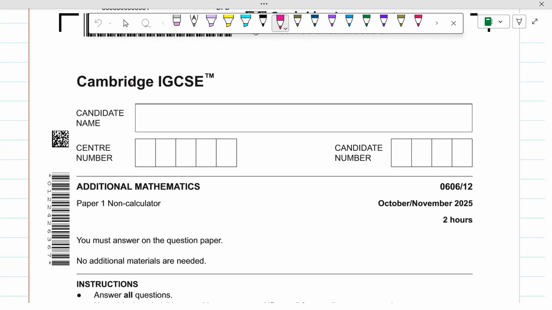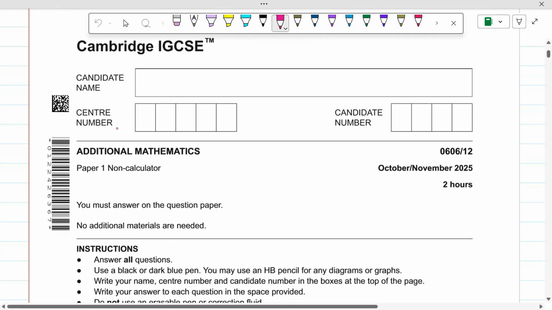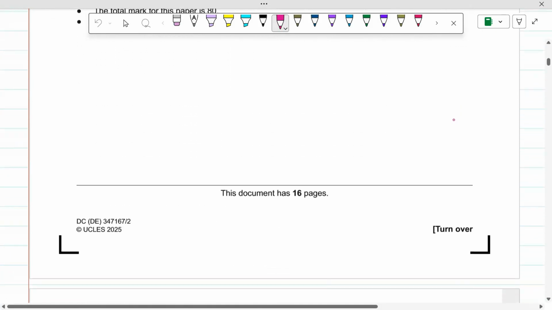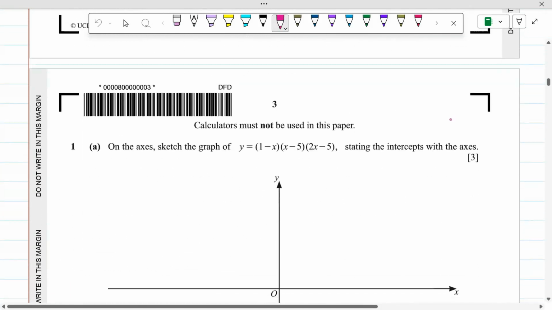Hi everyone, we are going to start the Cambridge IGCSE Additional Mathematics Non-Calculator paper for the October-November 2025 session. This is the code 0606/1 and this is variant 2. Let's move to question number 1.